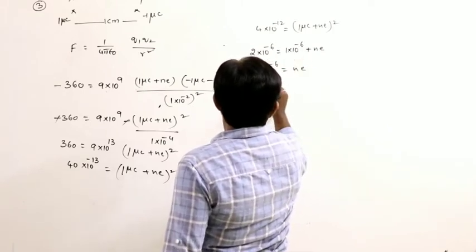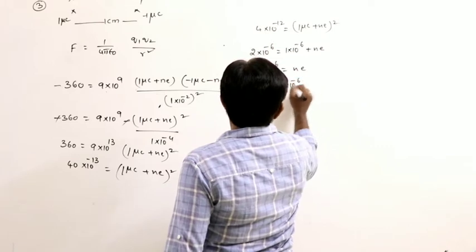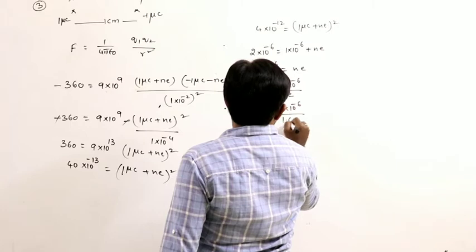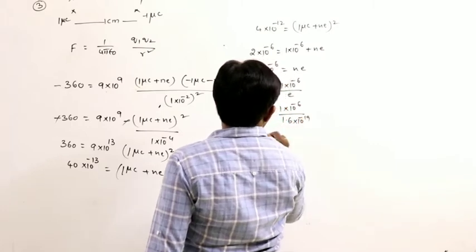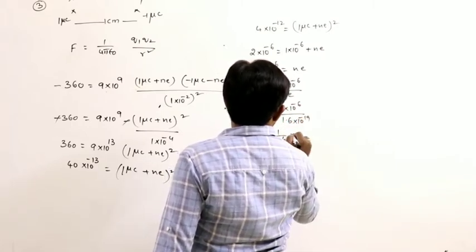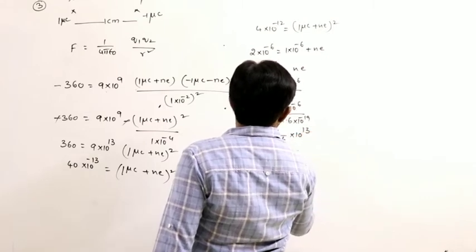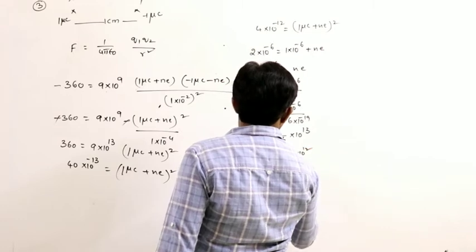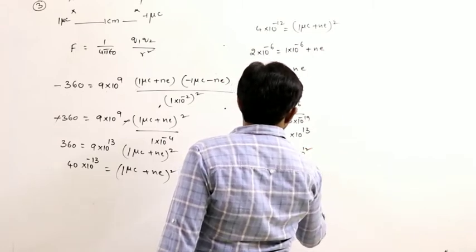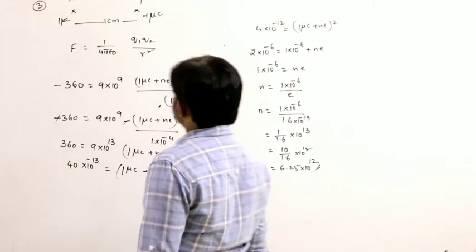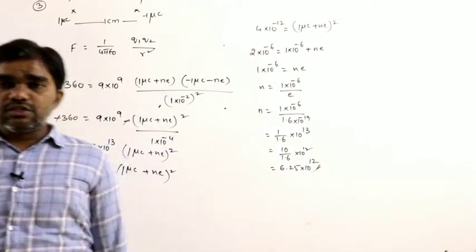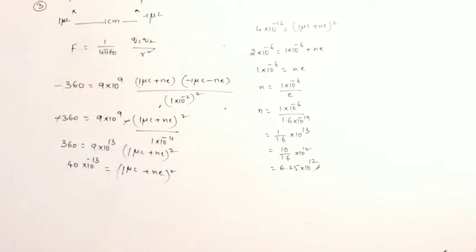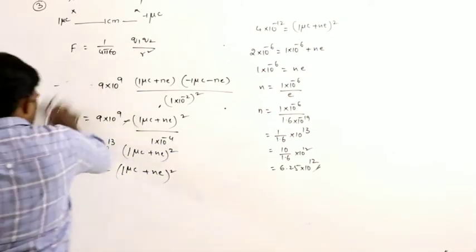N can be written as 1 into 10 to the power of minus 6 by e. E value is 1.6 into 10 to the power of minus 19. So 1 by 1.6 into 10 to the power of 13, sorry, 10 to the power of 12. So nearly 6.25 into 10 to the power of 12 is the number of electrons removed from one charge and added to the other charge. So that is the condition. Next.